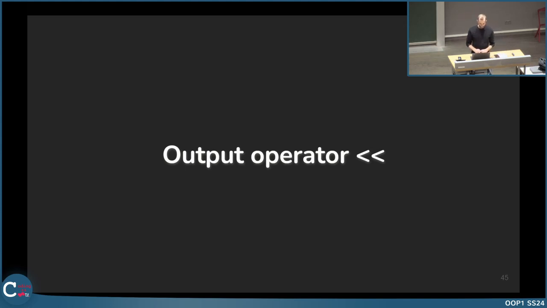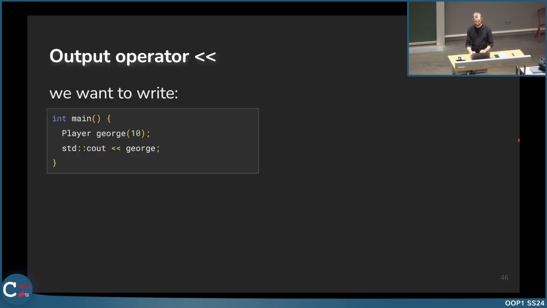We have now two operators left which are kind of special, so to say. One is the output operator, or the stream operator, or just this less-than sign. Sometimes we want to say, okay, we create our player George and we want to print it using std out. And of course we could write George print. We could write a method inside of the player. But maybe we also want to do it like this and just say, okay, we want to print George here.